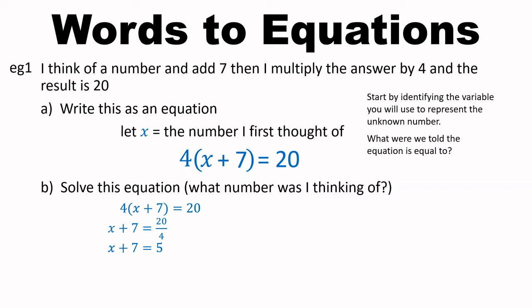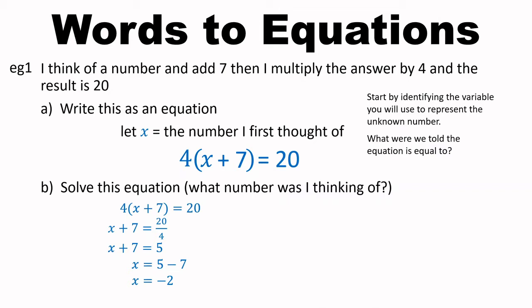The opposite of adding 7 is subtracting 7. So by subtracting 7, the 7 is no longer on the left-hand side. I have to do the same thing to the right-hand side, so I've just subtracted 7 from there, and x must therefore be equal to -2. So that's my answer, but I can always check my answers with these equations.